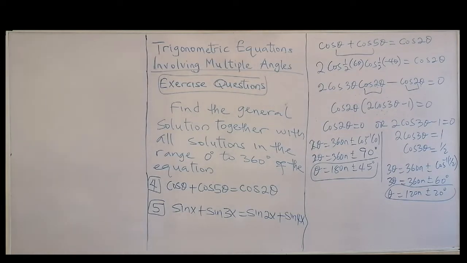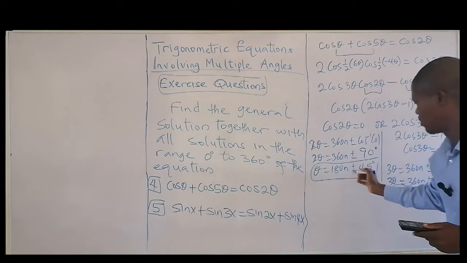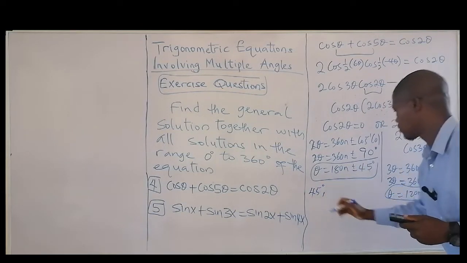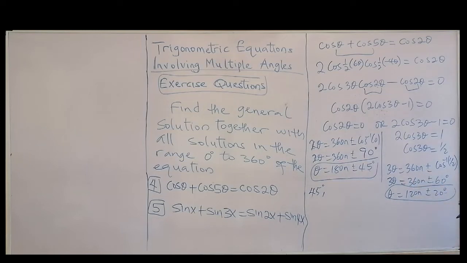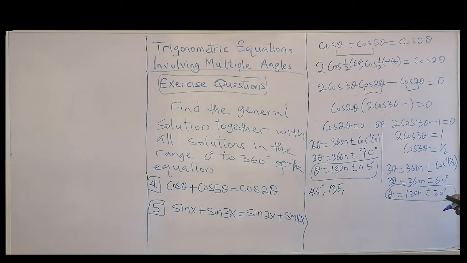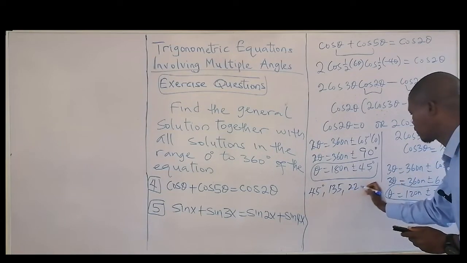Then we can now get the range of values. We've gotten here 45, a single solution, and 20, a single solution. There are still other values. When n is 0, we have 45 degrees. N is 1, that would be 180 minus 45, that's 135, and 180 plus 45, 225. I'm doing both negative and positive together.